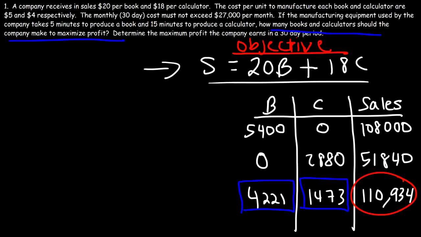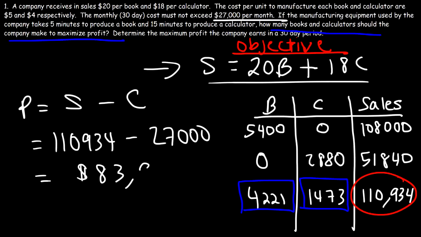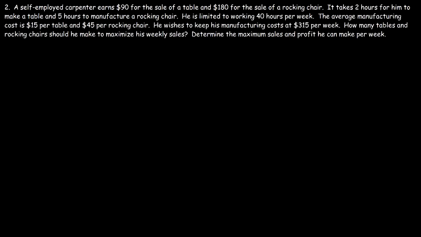Now the profit, technically, is going to be the difference between the sales and the costs. So the sales is $110,934 per month, and the cost is limited to $27,000 per month. So the profit for that month is $83,934 per month. So that's the answer for the second part of the problem.